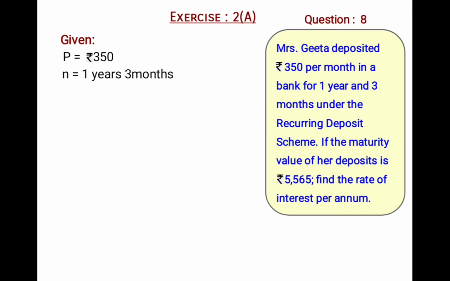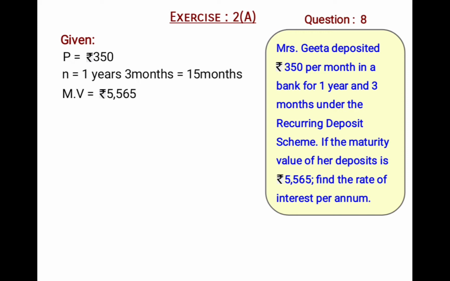Given N is equal to 1 year 3 months. 1 year is nothing but 12 months. So 12 plus 3, 15 months. If the maturity value of her deposit is 5565, MV is equal to 5565. Find the rate of interest per annum.